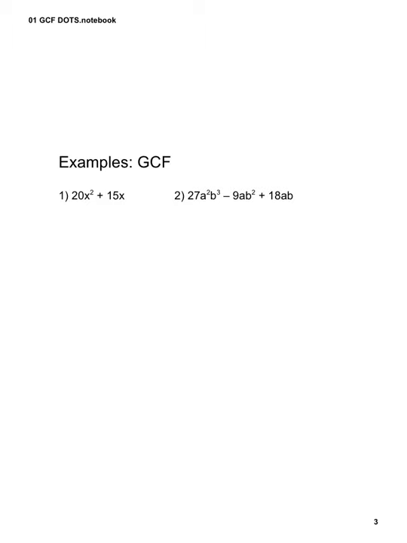First one, I have 20x squared plus 15x. First thing, look at the 20 and the 15. The biggest number that goes into both of those is 5. If I look at my variables, x squared is really xx, and here I just have an x. So the greatest number of x's I can take from each term is 1x. Since I'm taking one away, I'm going to get rid of one of each.